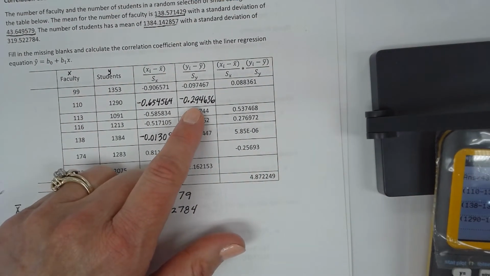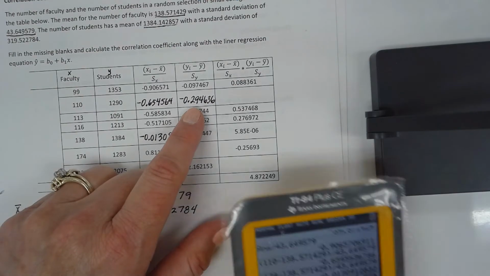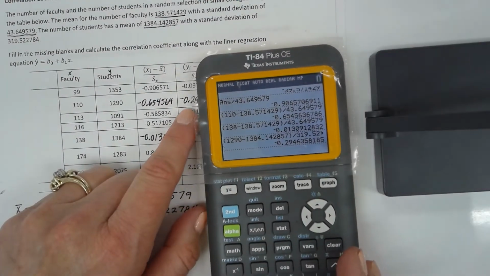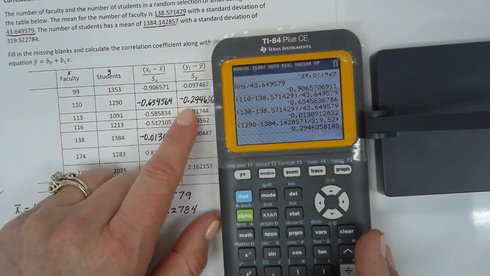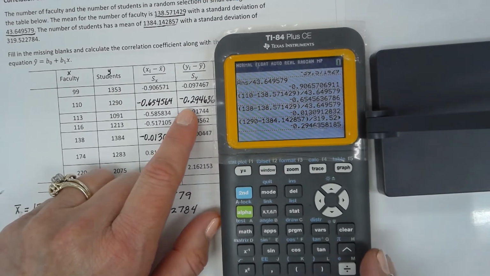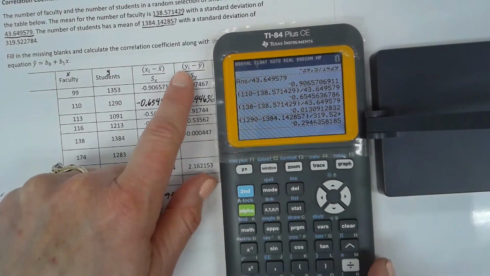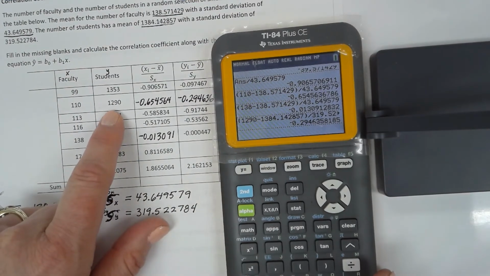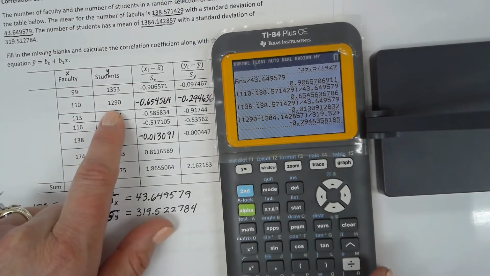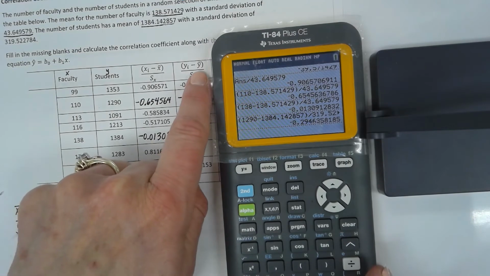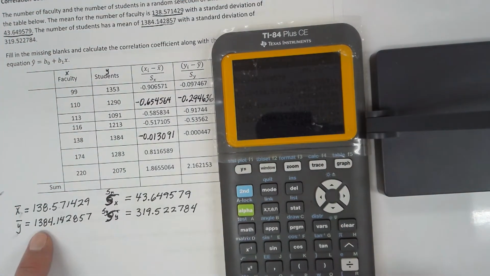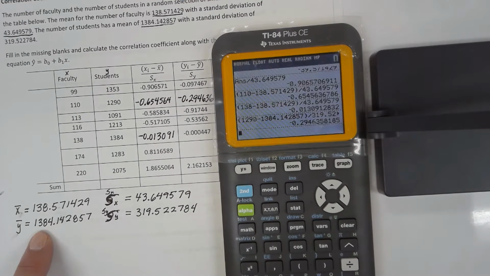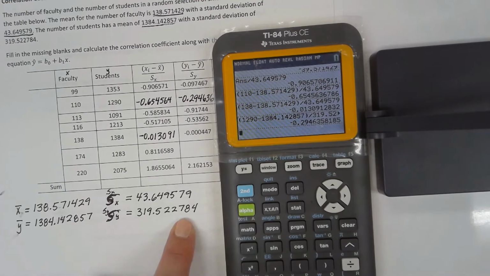Did you get that now? Any questions on how to do that? So you're taking the y value from the column here, the 1,290, and then subtracting from it the mean of the y's, and then taking that and dividing it by the standard deviation.